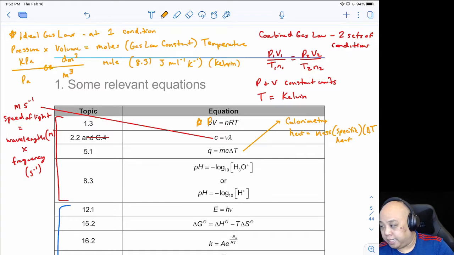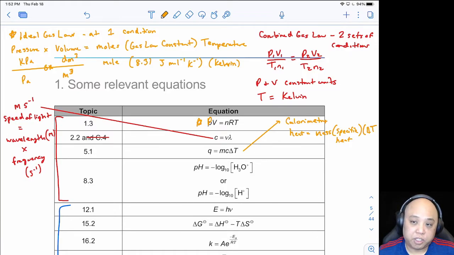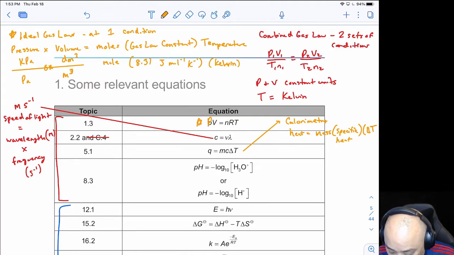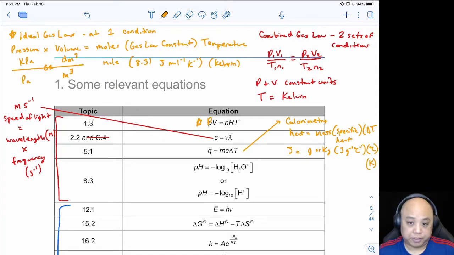This one again, knowing the variables is fine, but knowing what the units are plays a key role. This is in joules, and this mass is in grams or kilograms, depending on your specific heat, which is usually in joules per gram degrees Celsius, and your temperature in degrees Celsius or Kelvin.